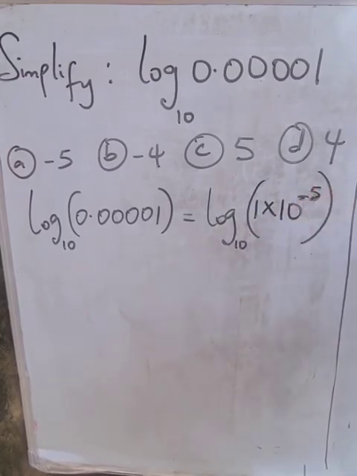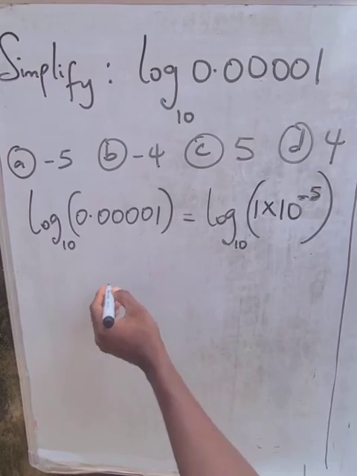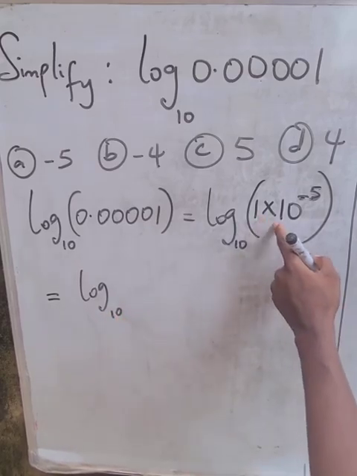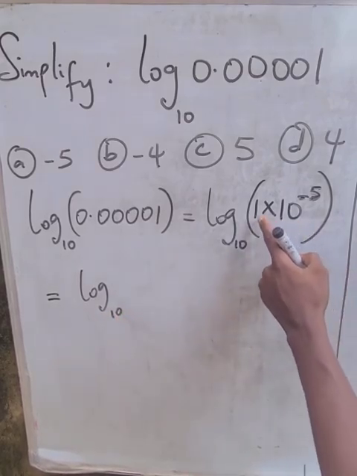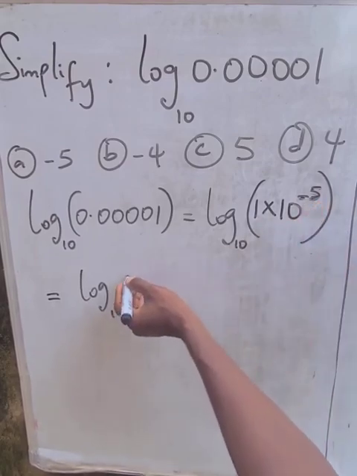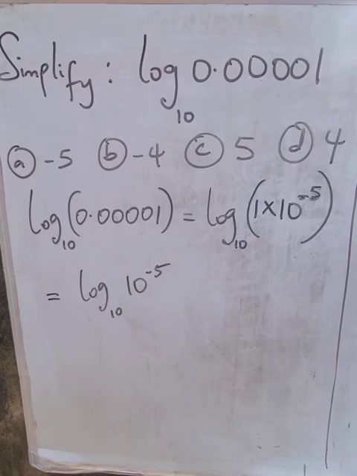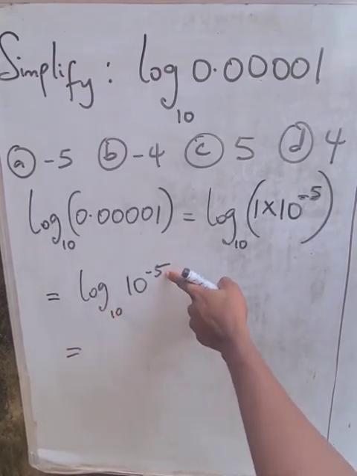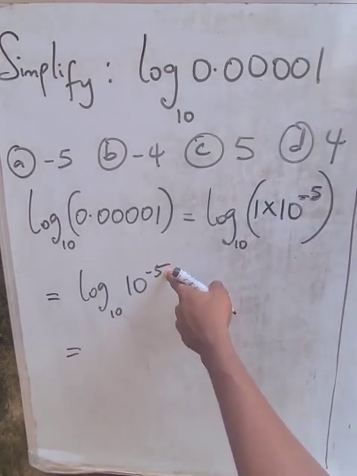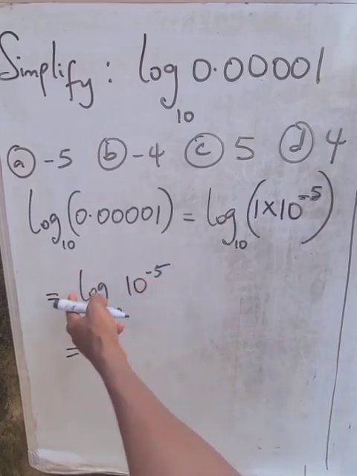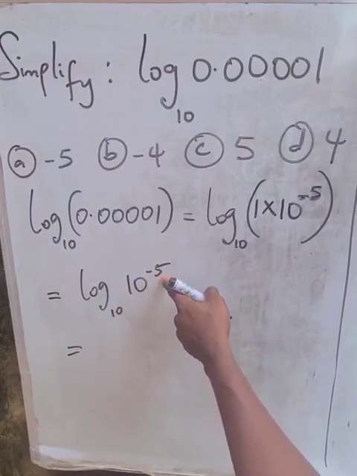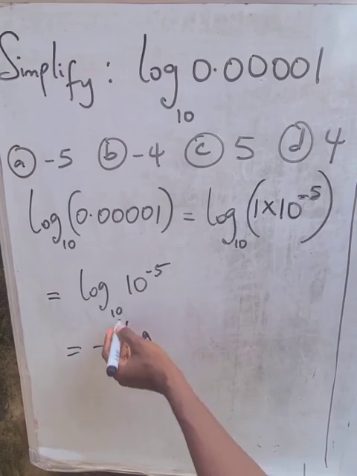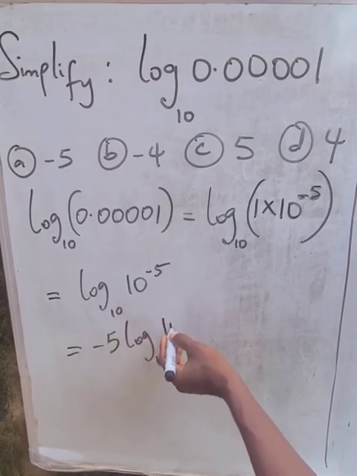Now this is equal to log base 10 of 1 times 10 raised to the power minus 5, and 1 times 10 to the power minus 5 still remains 10 to the power minus 5. Now from the law of logarithm, when you have a power, an exponent, that power can come to the front and multiply the logarithm. So this power, minus 5, comes to the front. I have minus 5, then log base 10 of the number 10.